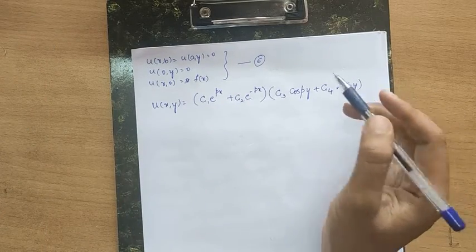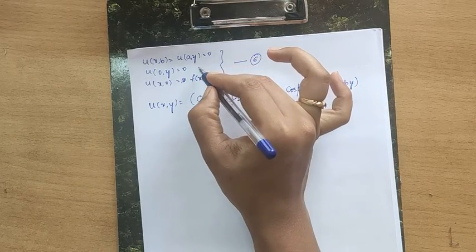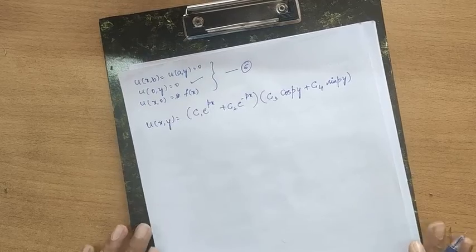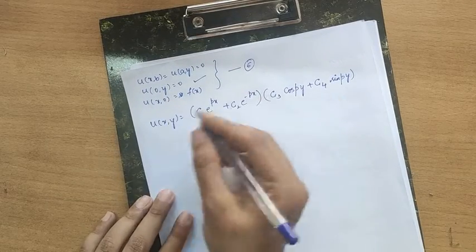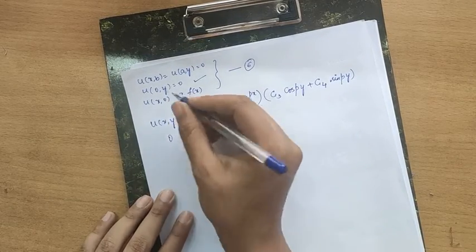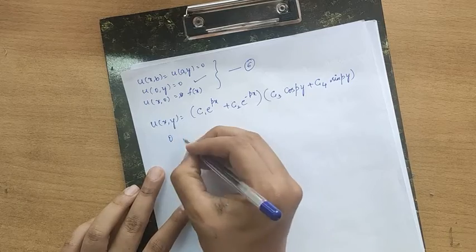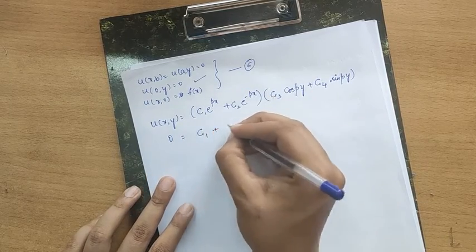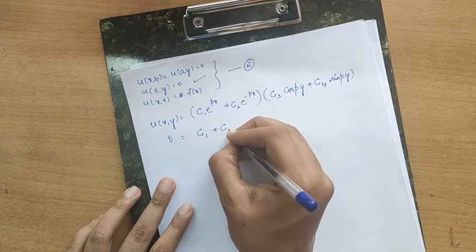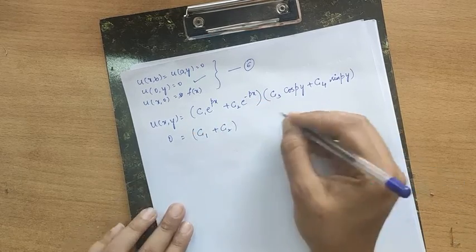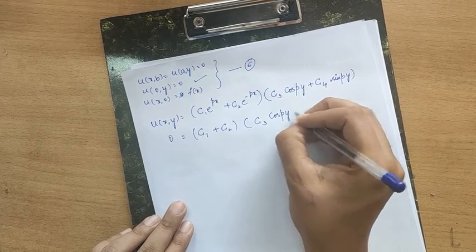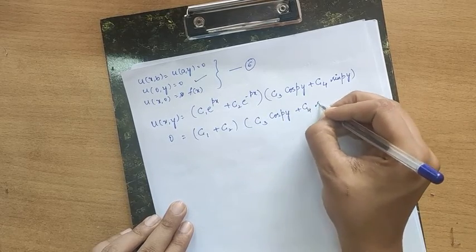Now use this condition, that is u of 0 comma y is equal to 0. What will you get? x is 0. This is u of 0 comma y is 0, which is equal to (c1 e power 0, which is 1, plus c2 e power 0, which is 1). You will get (c1 plus c2) into (c3 cos py plus c4 sin py).